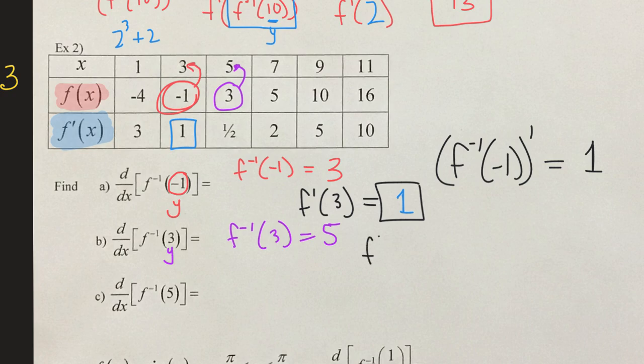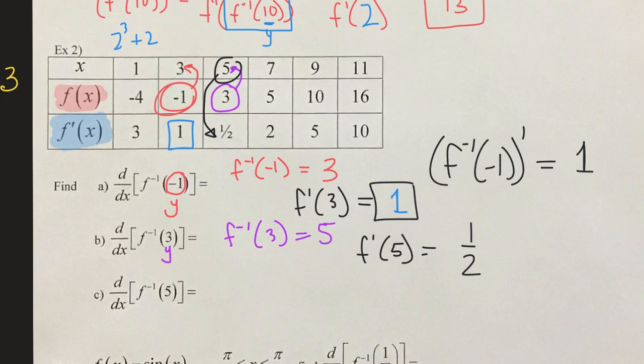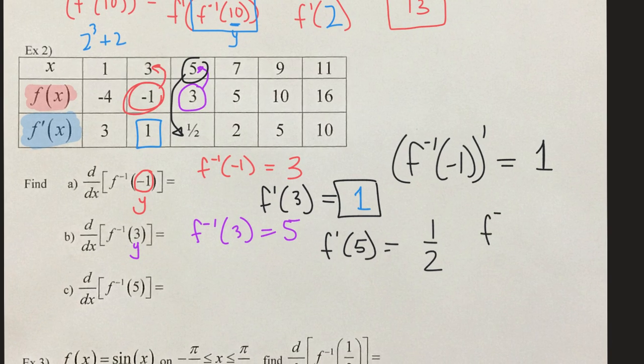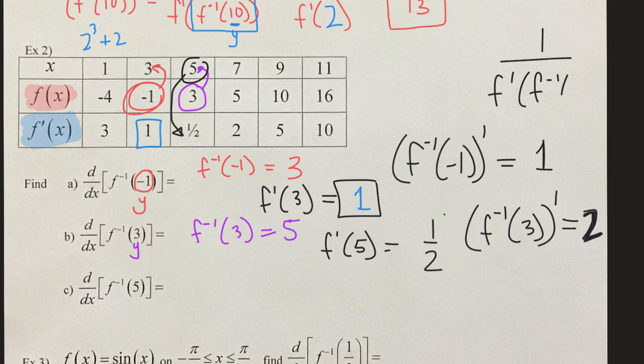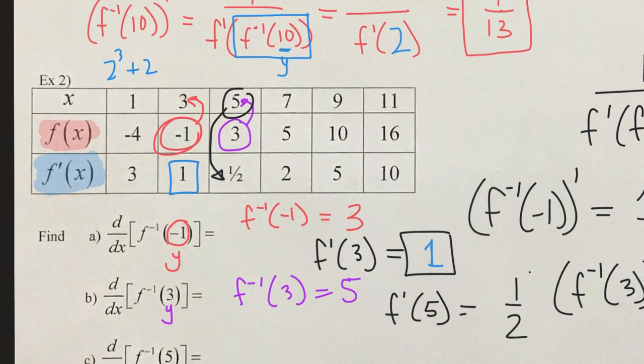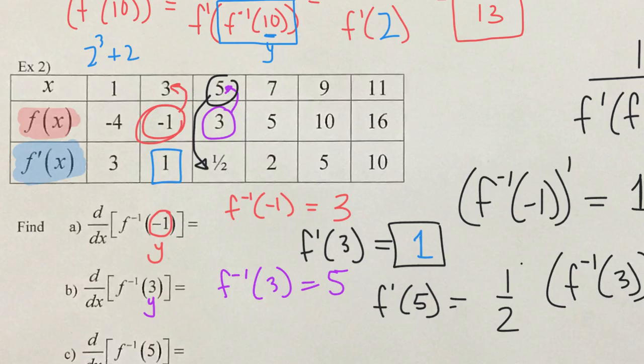So I'm looking for what is f prime of 5. When f prime is 5, y is 1/2. So then f inverse of 3 prime is the reciprocal of 1/2, which is 2. So my final answer is 2. Because it's 1 over f prime f inverse of x. So 1 over 1/2 is 2. Okay, so the last thing we do is we reciprocate it.